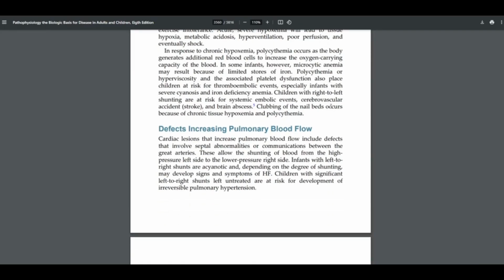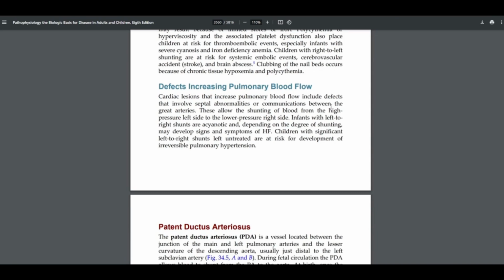So, defects increasing pulmonary blood flow. Cardiac lesions that increase pulmonary blood flow include defects that involve septal abnormalities or communication between the great arteries. These allow the shunting of blood from the high-pressure left side to the lower-pressure right side. Infants with left-to-right shunts are acyanotic and, depending on the degree of shunting, may develop signs and symptoms of heart failure. Children with significant left-to-right shunts, left untreated, are at risk for developing irreversible pulmonary hypertension.